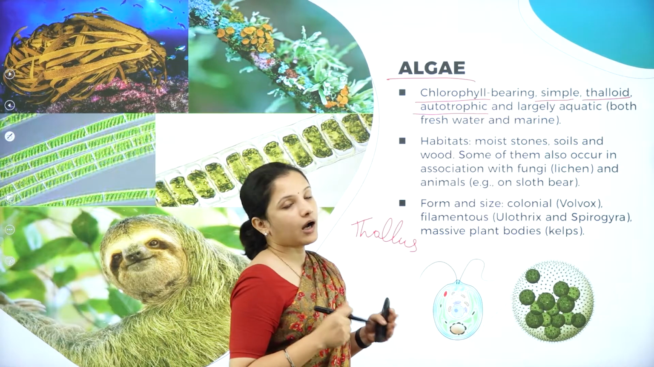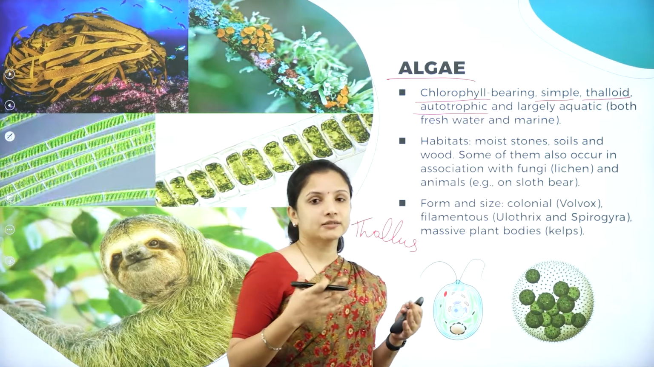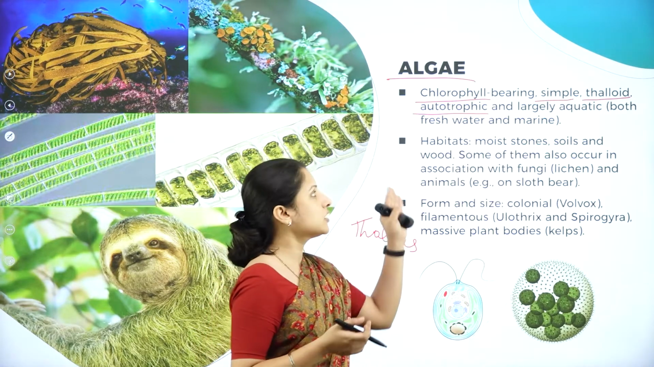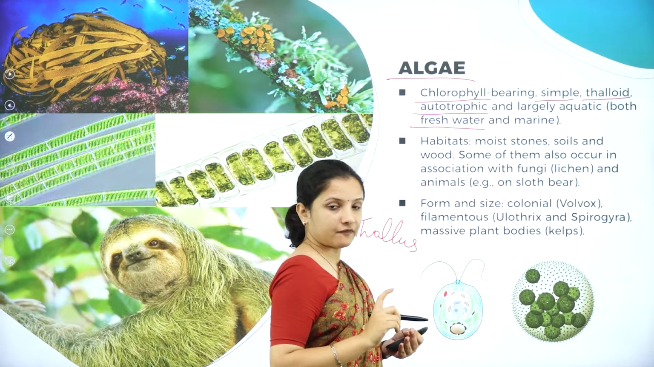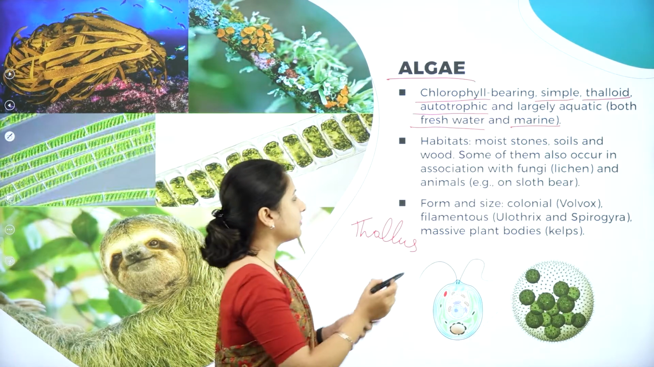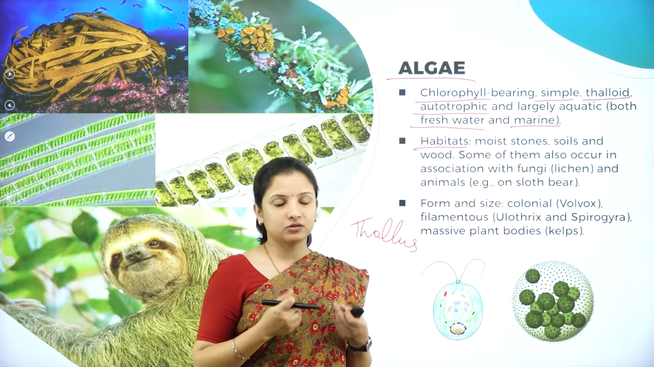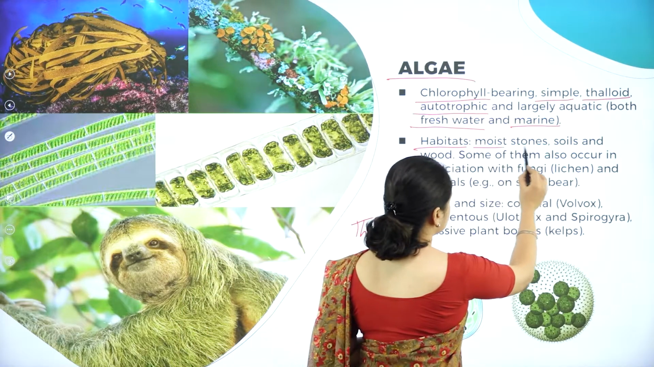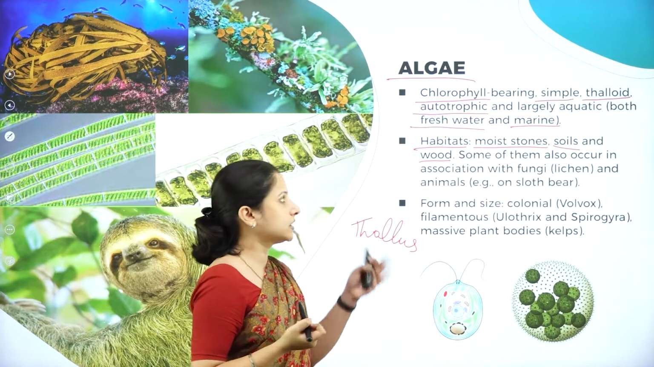So algae are chlorophyll bearing, simple, thalloid, that is their body is called a thallus, and they are autotrophic, that is they synthesize their own food. They are largely aquatic, found growing in fresh water and marine water, that is in seas and oceans. When it comes to habitat in detail, algae are water lovers. Wherever there is a moist condition, they will start growing there. They grow on moist stones, on moist soil, and also on decaying and moist wood. So these are the habitats.